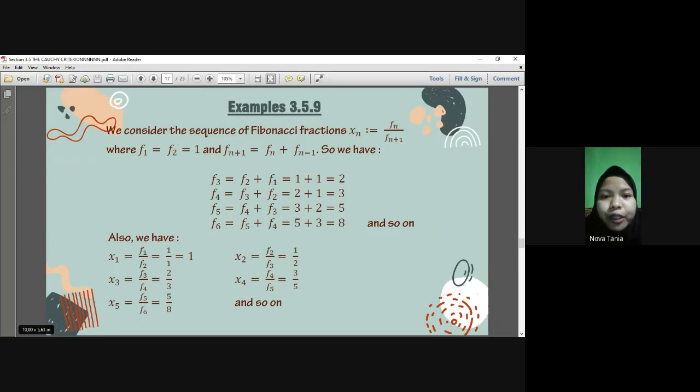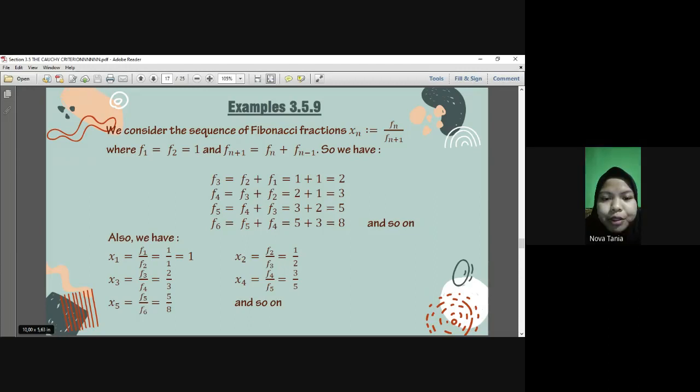Example 3.5.9. We consider the sequence of Fibonacci fractions xn equal to fn over fn plus 1, where f1 is equal to f2 is equal to 1, and fn plus 1 is equal to fn plus fn minus 1. So we have f3 equal to f2 plus f1 equal to 2, f4 equal to f3 plus f2 equal to 3, f5 equal to f4 plus f3 equal to 5, and f6 equal to f5 plus f4 equal to 8, and so on.